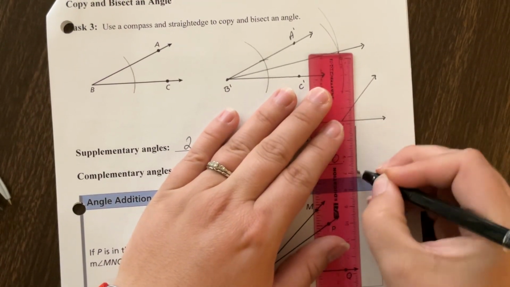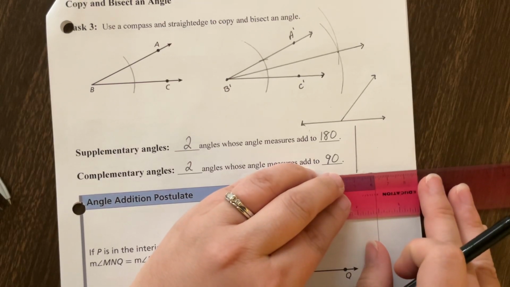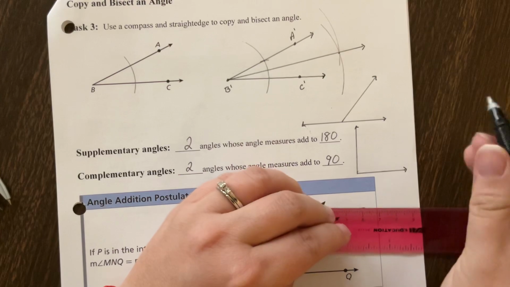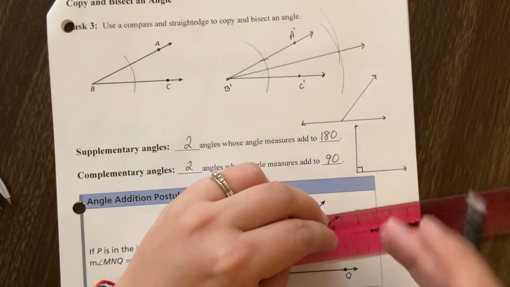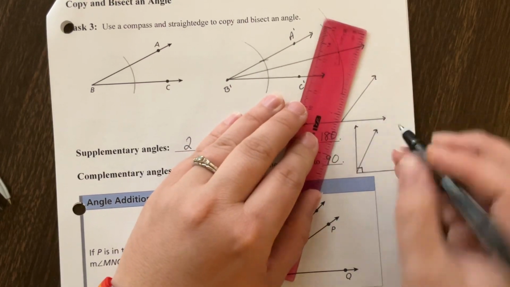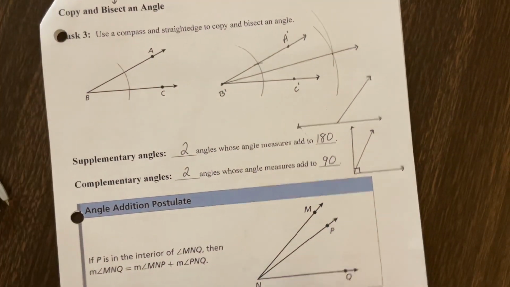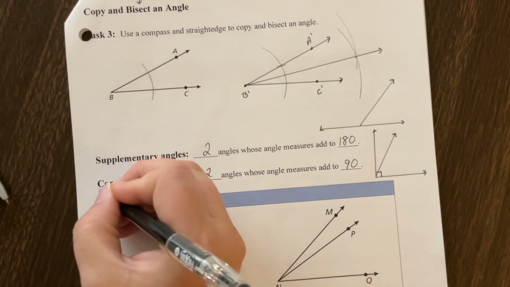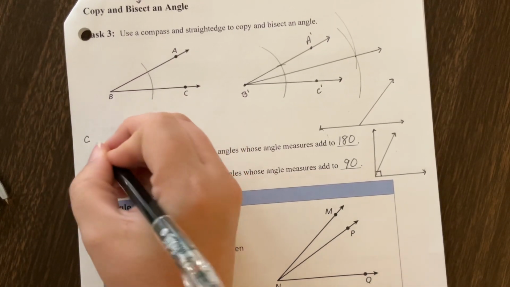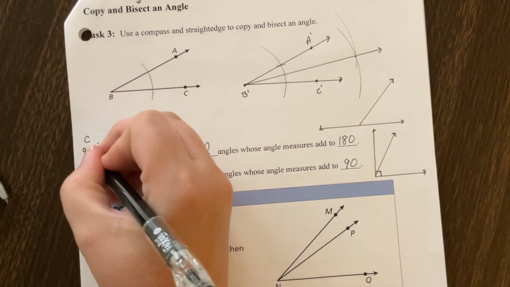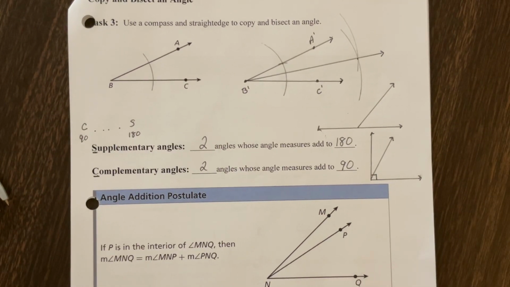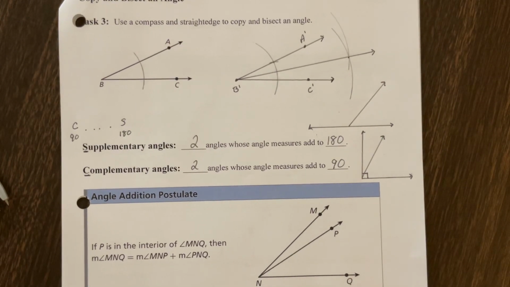So the easiest way to draw complementary angles is to draw a 90-degree angle or a right angle, mark it as a right angle, and then just draw another ray in there. There's my complementary angles. Now to keep them straight, alphabetically, C comes before S. C and then S in the alphabet. 90 comes before 180. So 90 is complementary, 180 is supplementary.